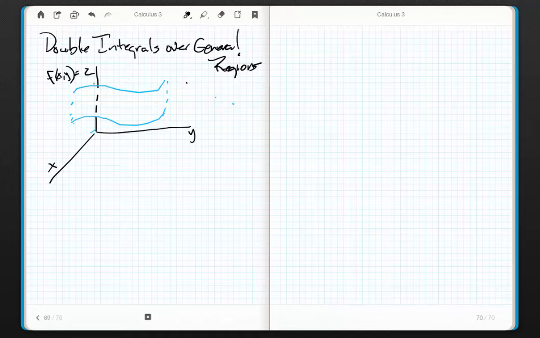Now, when I'm taking a double integral over a general region as opposed to a rectangular region, let's keep it super simple. This is y equals x squared. And let's just go y equals x. In the xy plane, we used this a ton of times in Calc 1, it looks something like this. So this was y equals x squared, and this was y equals x.